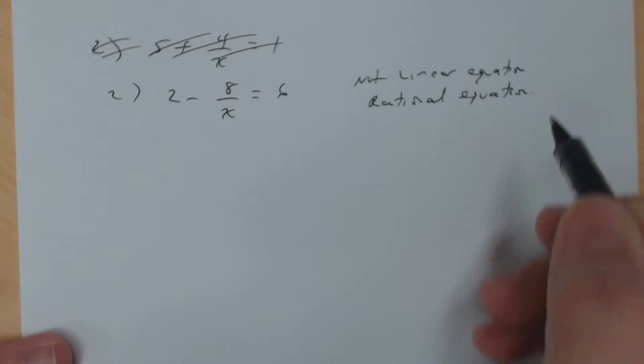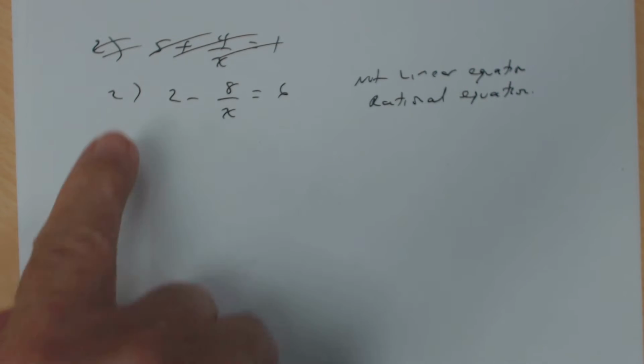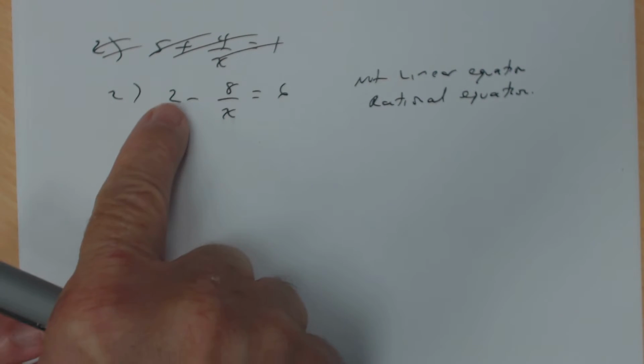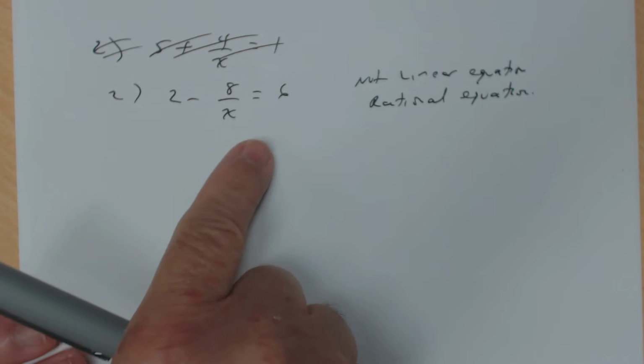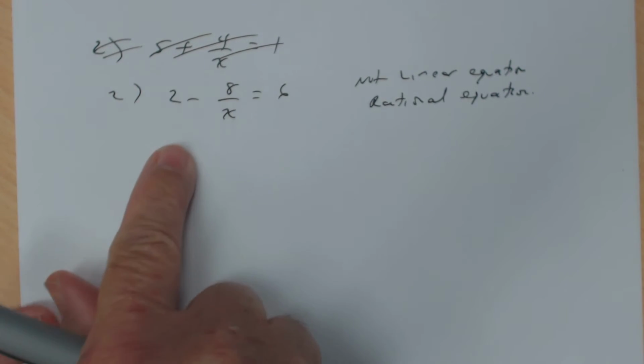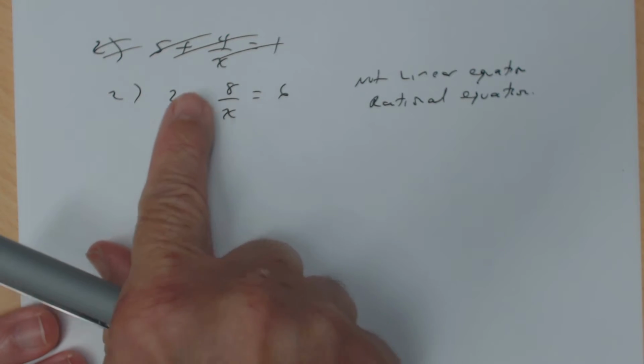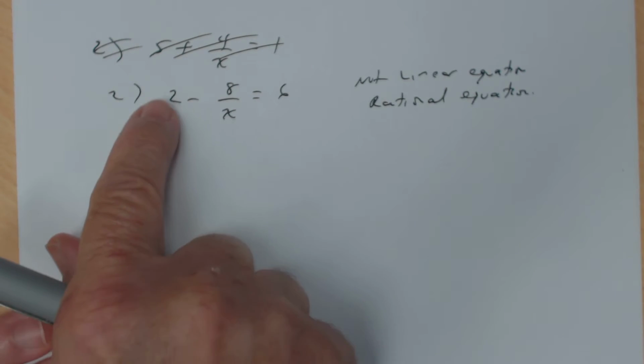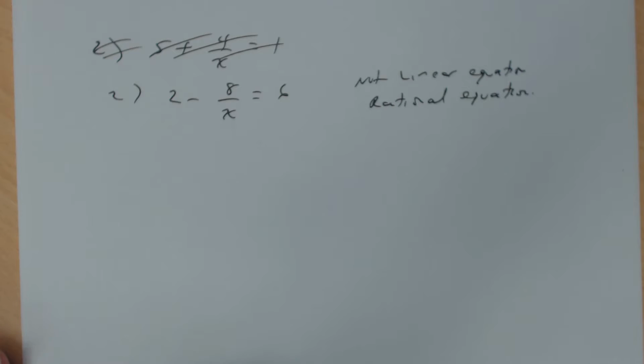Rational equation. So you have rational expressions: 2 over 1, negative 8 over x, and 6 over 1. So rational equations are made up of rational expressions. An equation must have an equal sign. It's an equation made up of rational expressions.